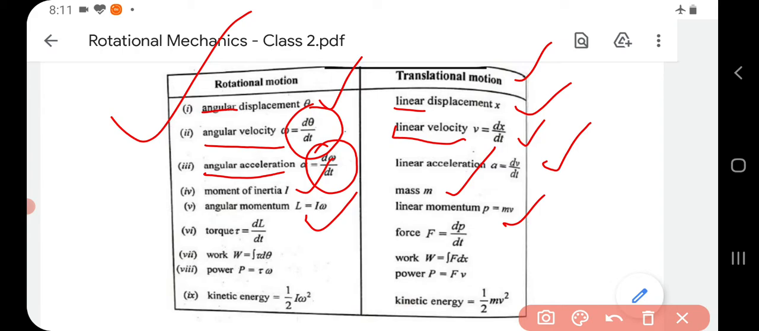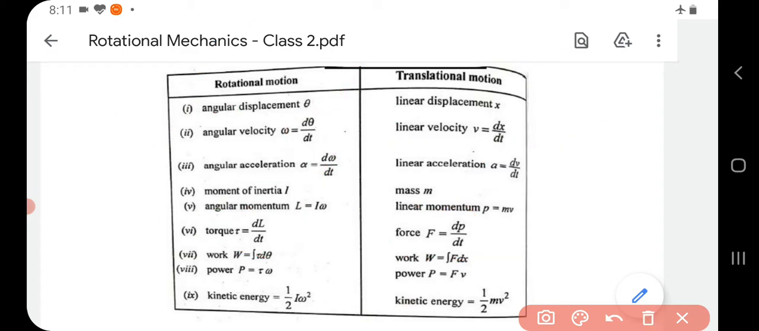In rotational motion, we always speak about torque, that is tau is equal to dL by dt. We have already discussed this, the rate of change of angular momentum with time, right? But in case of translational motion, instead of torque, we are using the term force. F is equal to dp by dt, that is rate of change of linear momentum with time.